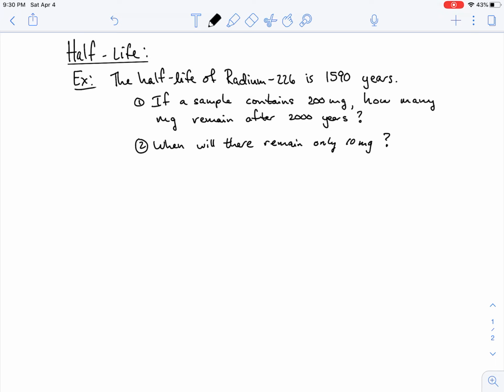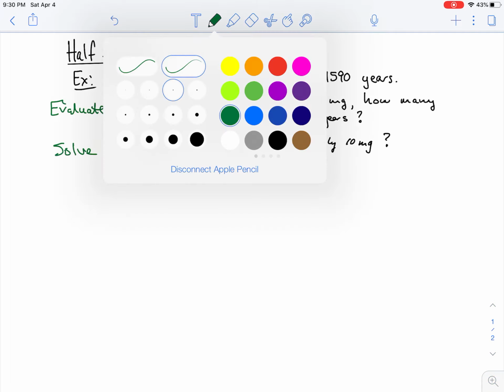Implicit here is the task of building a model. So before we can do those two tasks, we're going to have to build a model. This first task will be to evaluate the model, and the second task will be to solve an equation using the model. These are very typical half-life exercises.